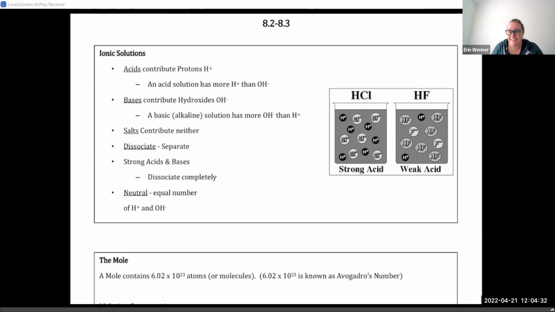So acids, add the D in there, they contribute protons of H+, and H+ is hydrogen.